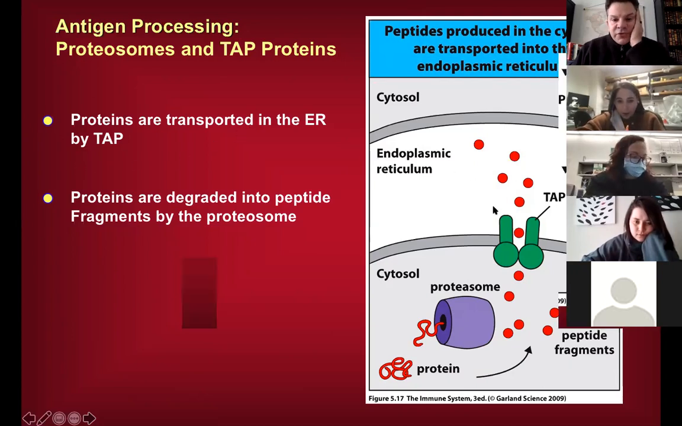Okay, then it moves over here to what's called a TAP protein, and the TAP protein is a transporter protein. It transports peptides out of the cytosol into the ER.